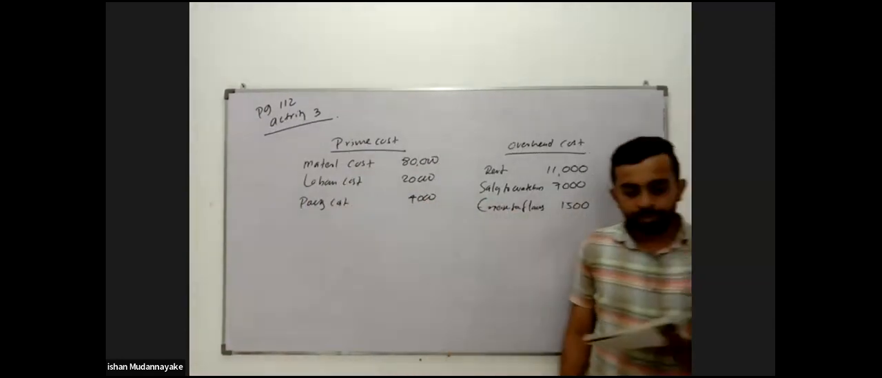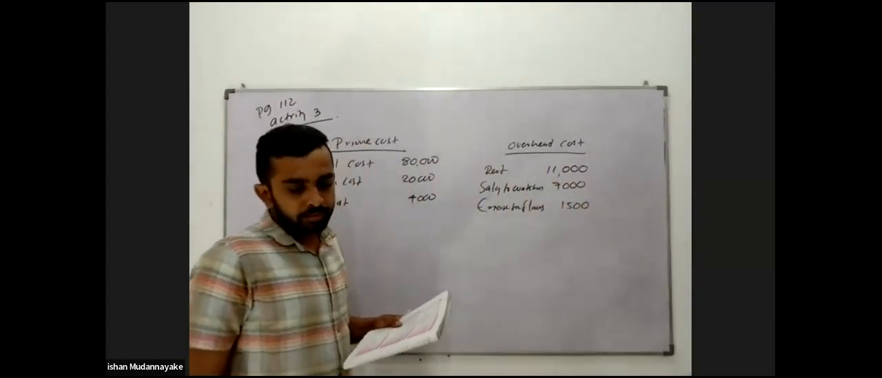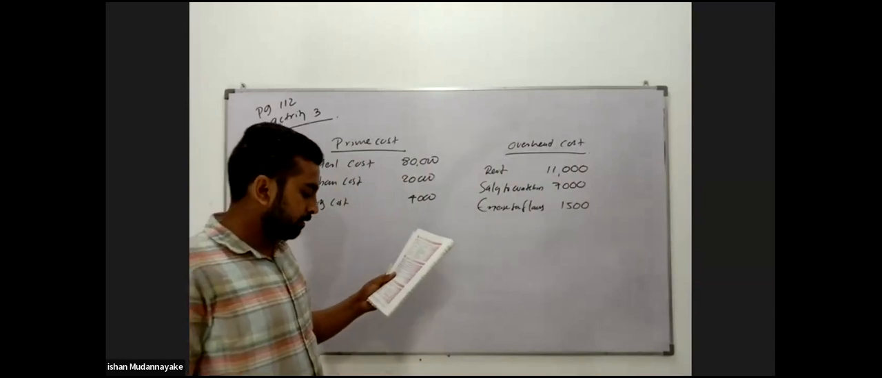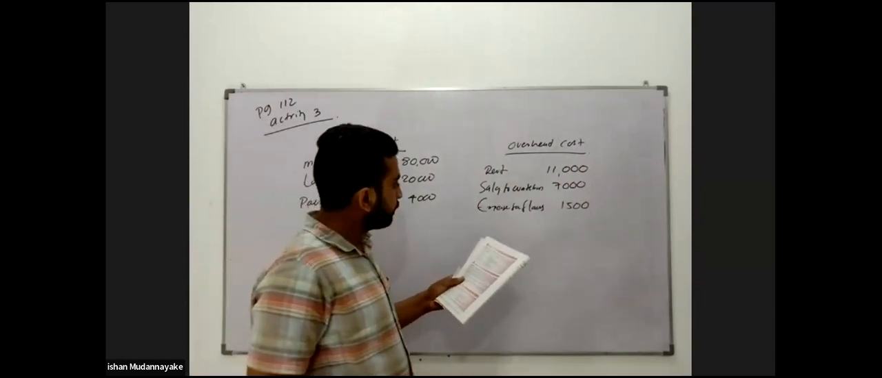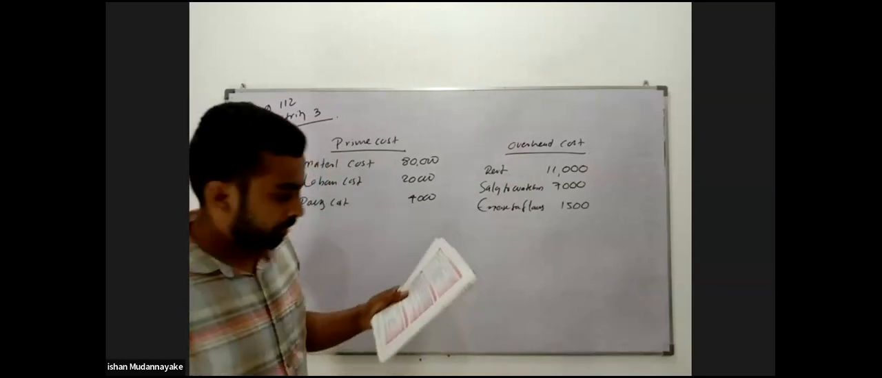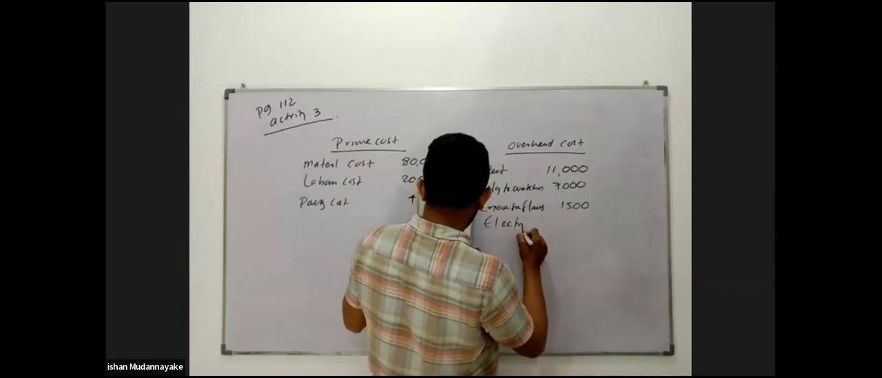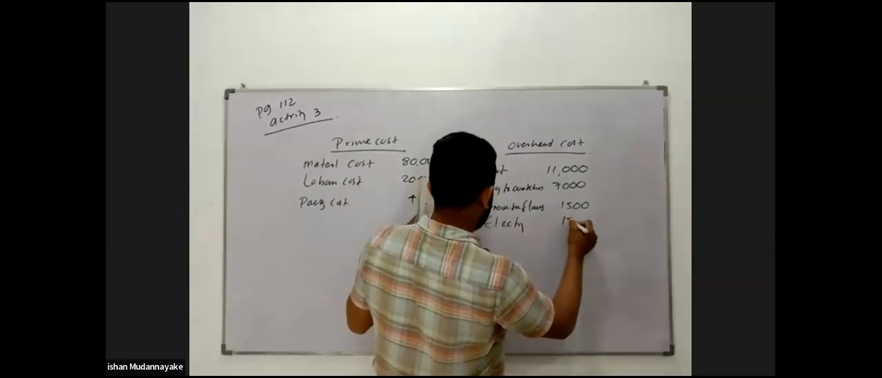Electricity expense. How to classify electricity expense? Indirect, yes, overhead. Indirect cost, 1,500. Yes.